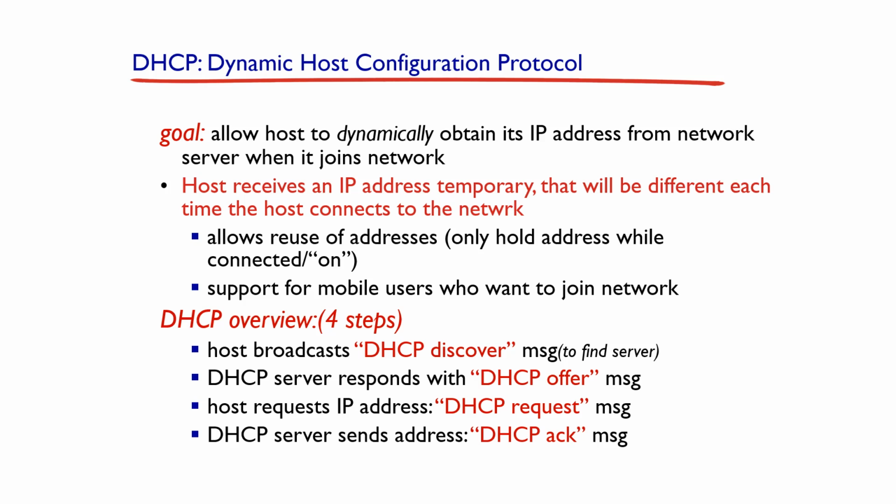Now the server and the client are identified. Then the host requests an IP address from the DHCP server with the message DHCP request. Then the server returns the IP address to the host by using a DHCP acknowledgement message.